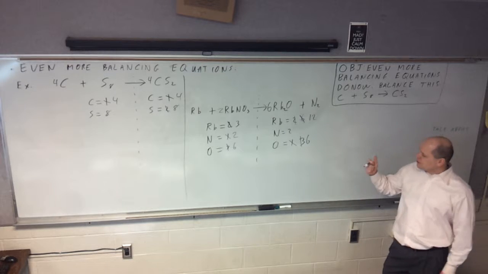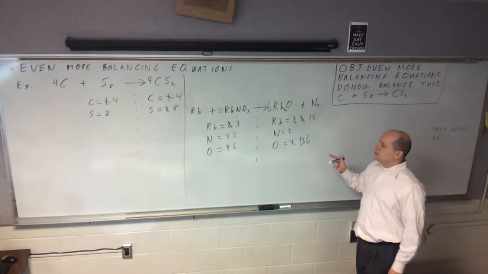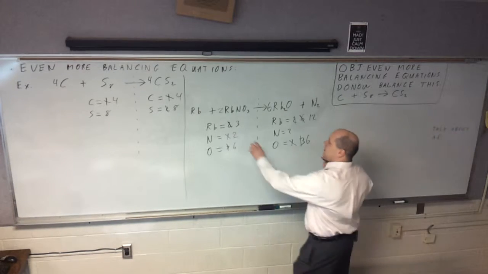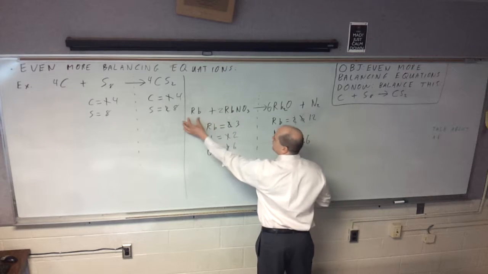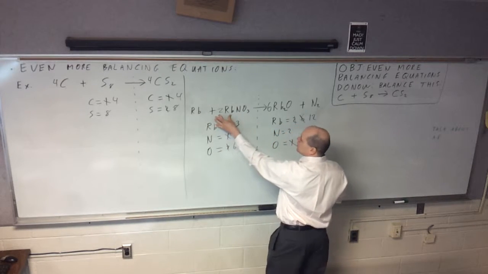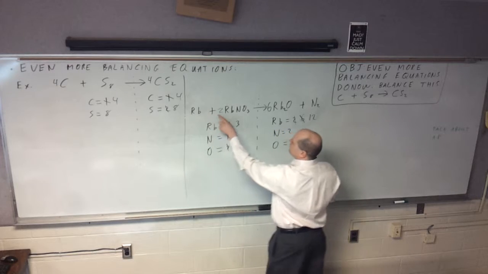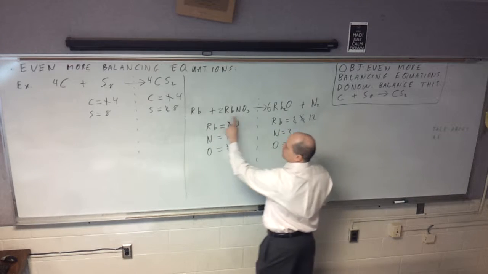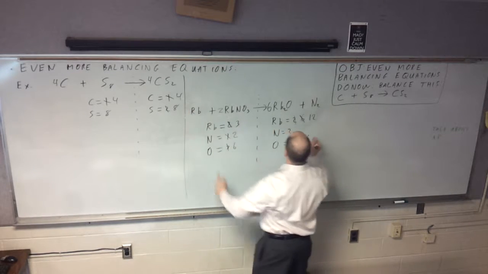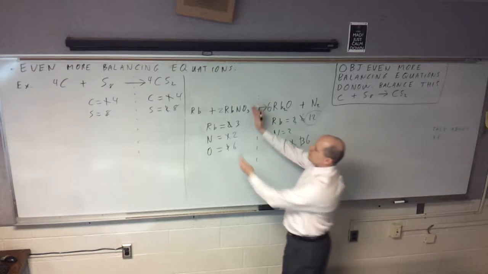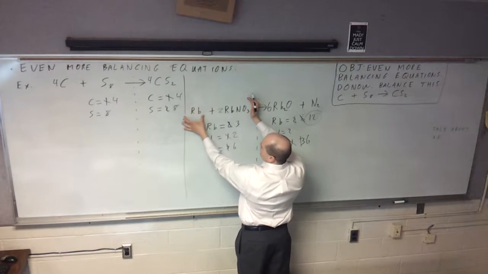Okay, so nitrogen and oxygen are done. Rubidium's the only thing left. Now pay close attention, right? We've got rubidium here and rubidium here. We've got 2 there and then 1 here. I don't want to mess with this because it's going to mess up nitrogen and oxygen. So I'm going to put something here. Well, I have to have 12. And I know I'm going to have these 2. So what should I do here?